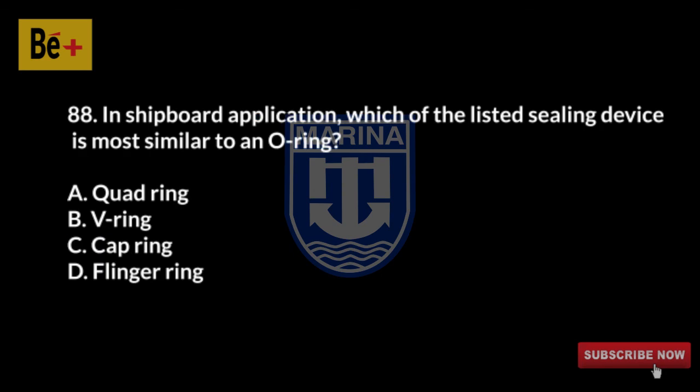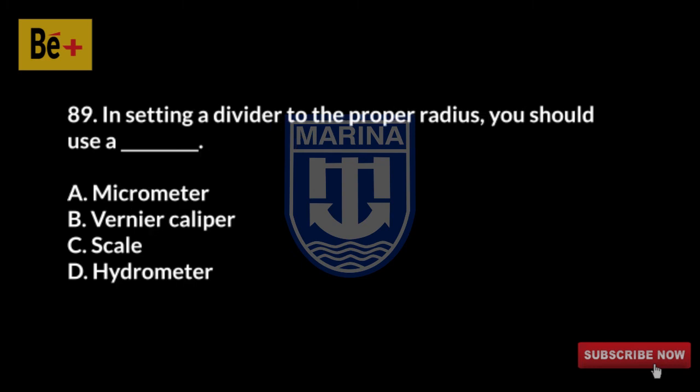In shipboard application, which of the listed sealing devices is most similar to an O-ring? A. Quad ring. B. V-ring. C. Cap ring. D. Flinger ring. The answer is A. Quad ring. In setting a divider to the proper radius, you should use A. Micrometer. B. Vernier caliper. C. Scale. D. Hydrometer. The answer is C. Scale.